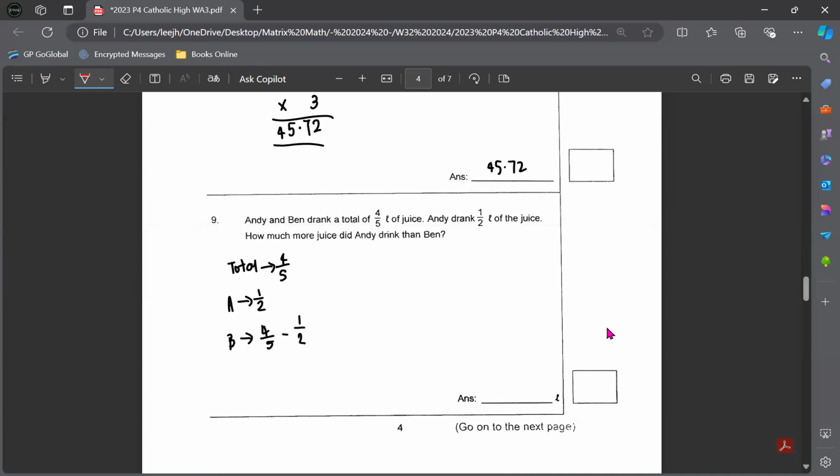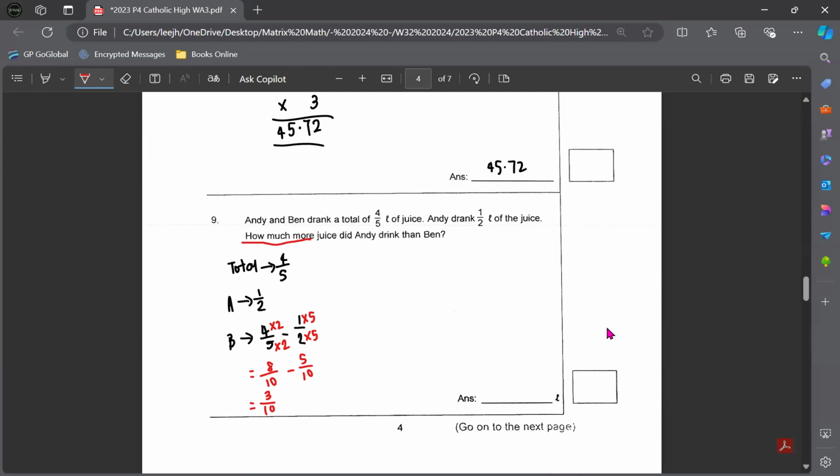So you need to change to the same denominator of 10. So times 2, times 2, times 5, times 5. So this will become 8/10 minus 5/10, which means Ben drank 3/10 of the juice. The question now asks, how much more did Andy drink than Ben?